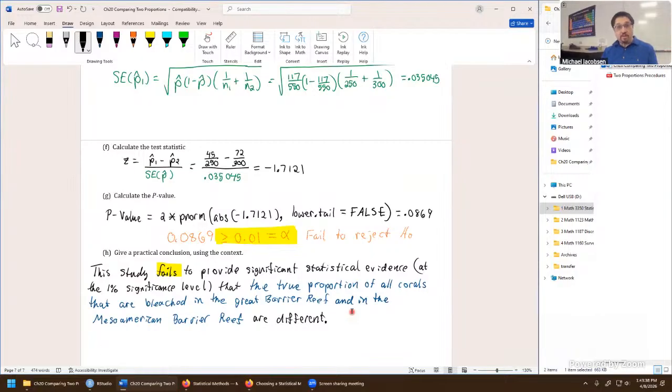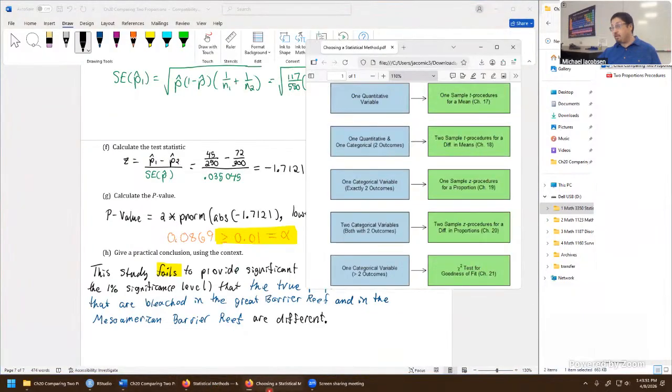For our next stop on our way of collecting statistical procedures, we're going to take a look into categorical data again before returning back to quantitative data in the ANOVA procedure. So what we're doing this time is, sorry, wrong document. We were just here, two categorical variables. The first variable says, which population are you in? The Great Barrier Reef or the Mesoamerican Barrier Reef. The other categorical variable was just to say what happened to each individual in the sample. Was it a success, bleached coral, or a failure, a non-bleached coral?